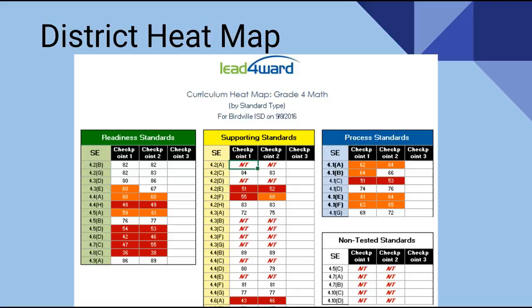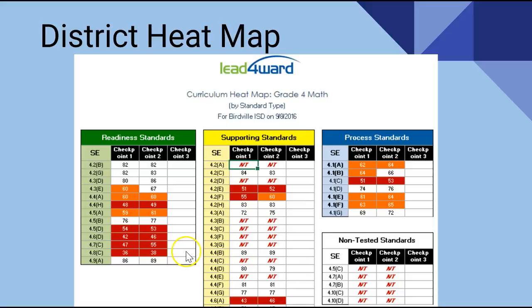On the district heat map, you'll notice there's a few boxes on there. The first one is the readiness standards in green. The second box would be the supporting standards in yellow, and then we have our process standards and non-tested standards. Notice that these 5 standards will never be tested.